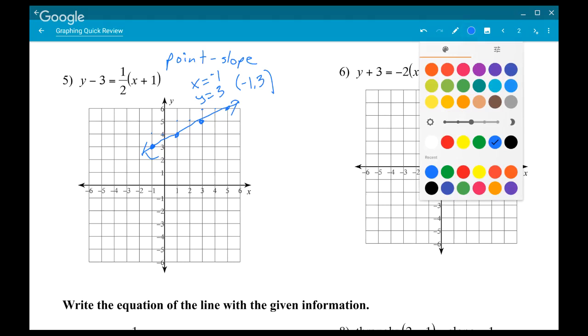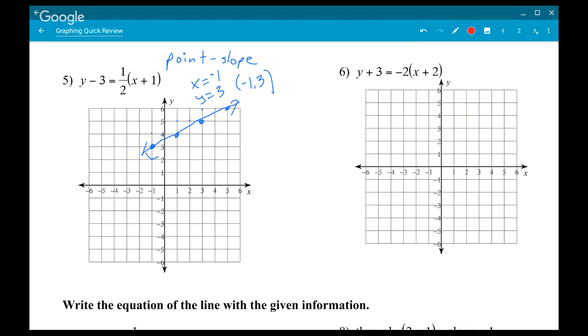We'll do the same thing over here. We're going to find the x and y value that make the equation 0. So blank plus 2 equals 0. That's -2. Blank plus 3 equals 0. That's -3. That is my starting point, which is right here.